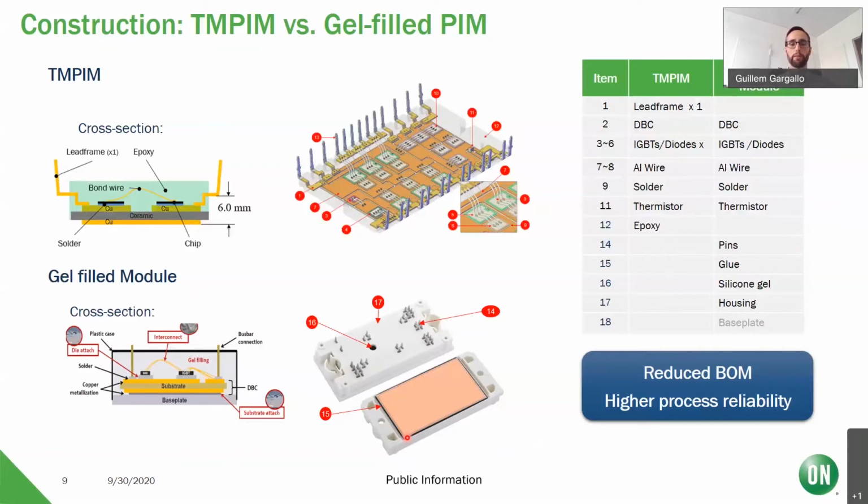So all in all, we have a much more reduced BOM for the transfer molded PIM, which at the end makes the production process more stable. And also here we can increase the quality of the product with this higher process reliability.